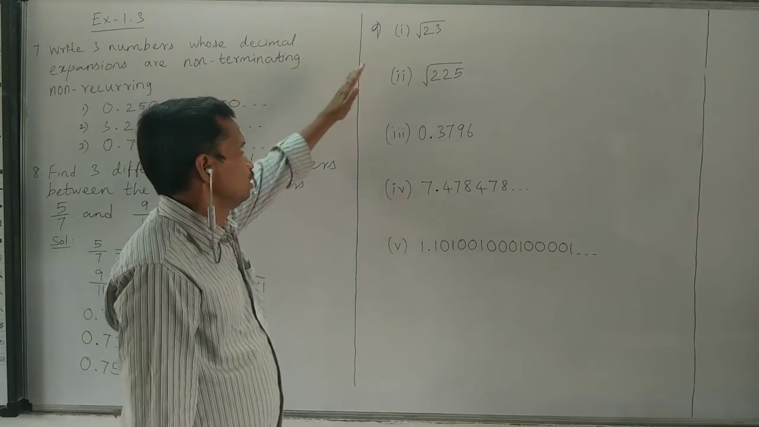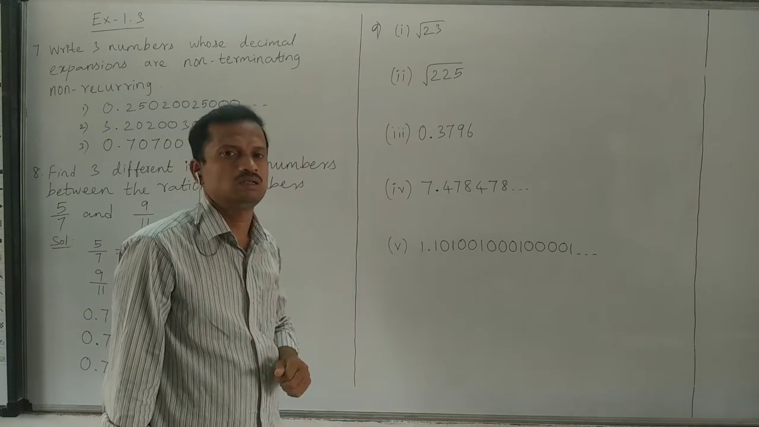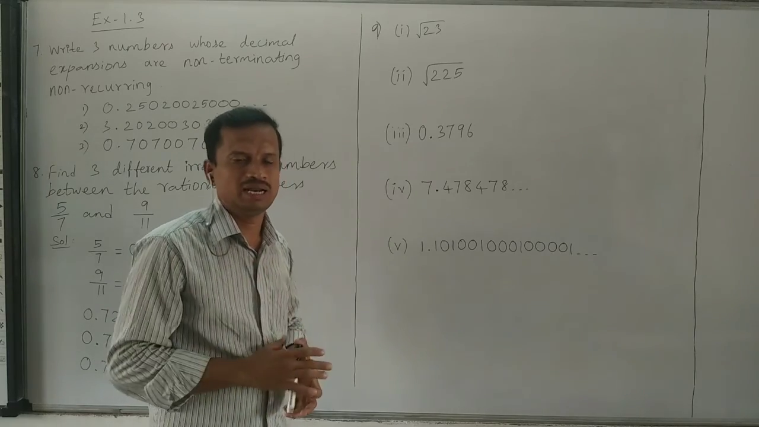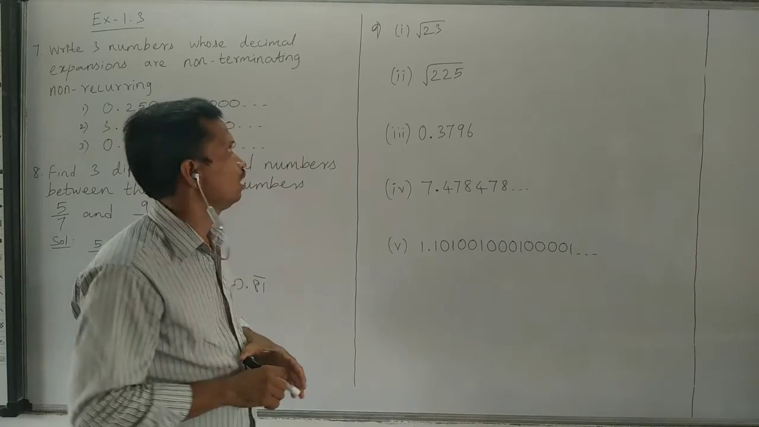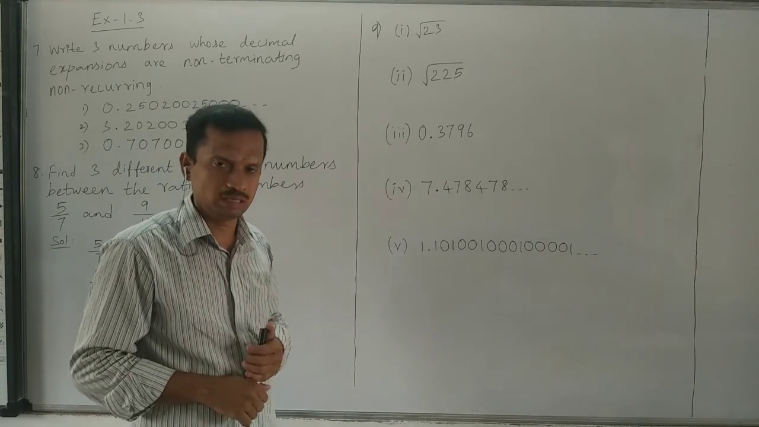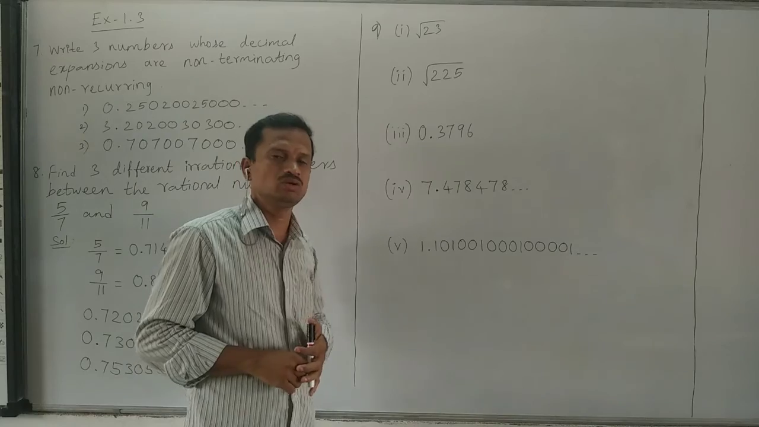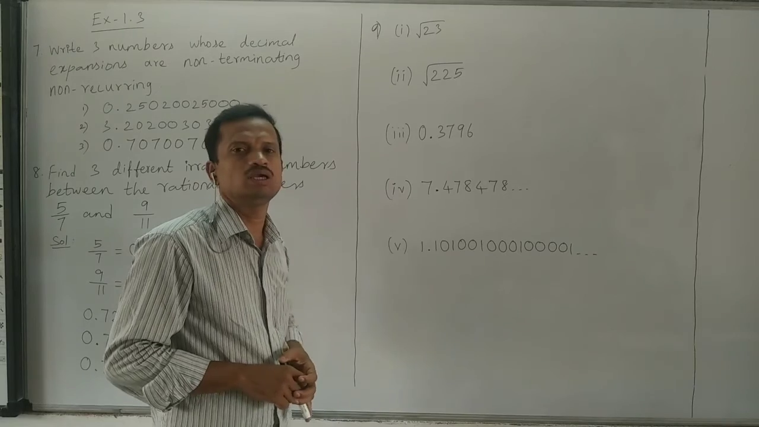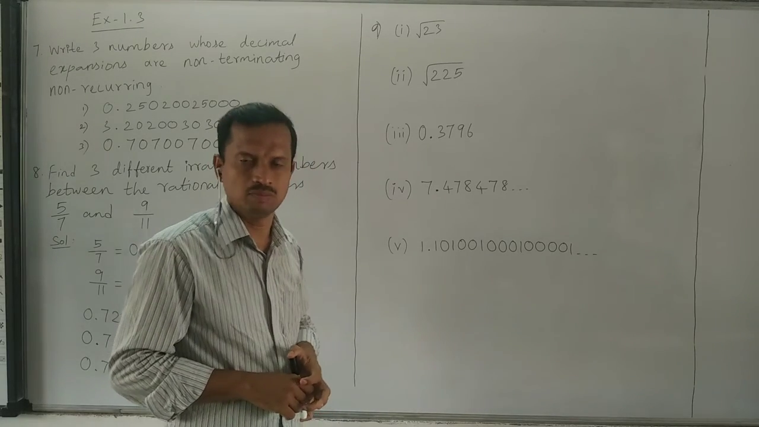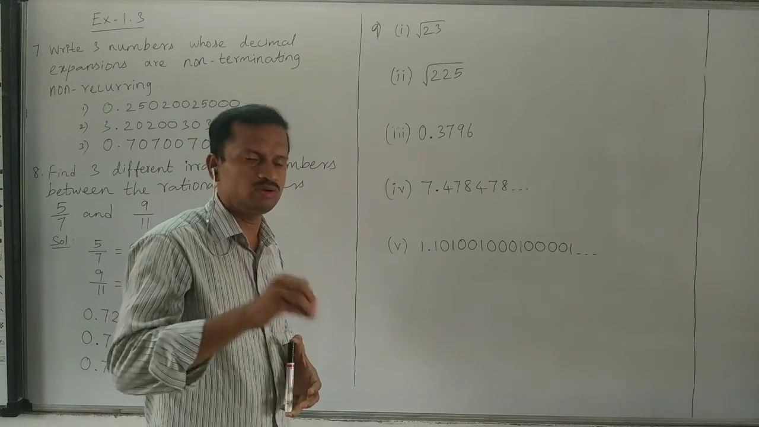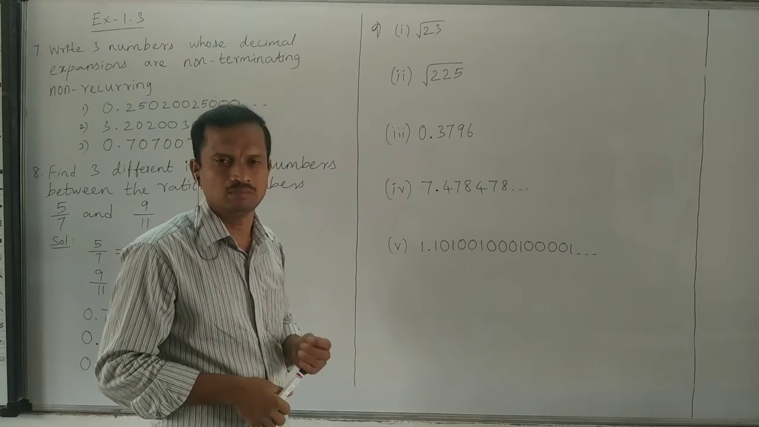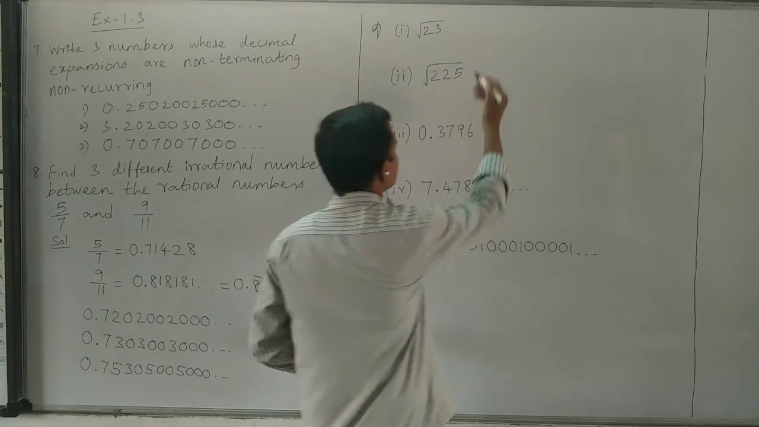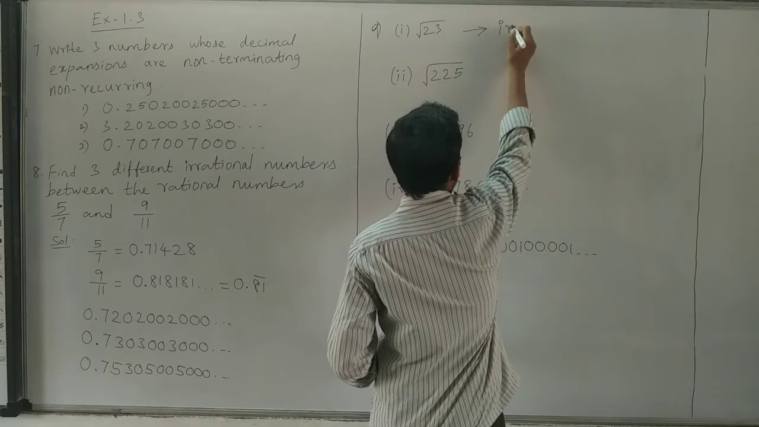And now coming to question number 9. They are asking to classify the following numbers, which are rational and irrational, by analyzing the decimal expansion. First, coming to the square root of 23. You have to say whether the square root of 23 is rational or irrational. How to say? First of all, 23 is a non-square number. It's not a perfect square. If you take the square root of a non-square number, you get irrational. That I already explained clearly. So this is an irrational number.